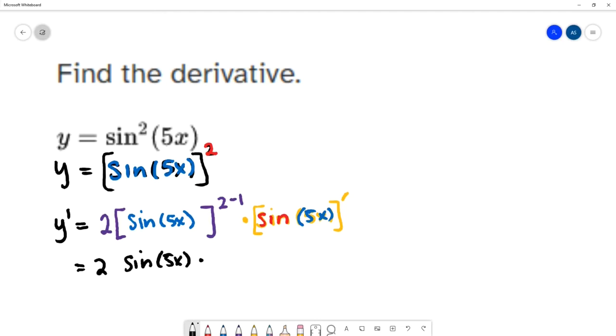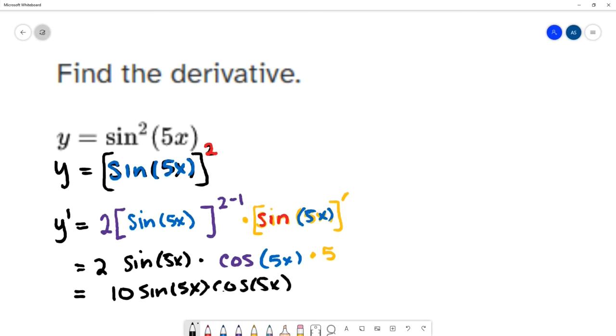And then using the chain rule, I want to calculate the derivative of the outside function. The derivative of sine is cosine. We're going to leave the inside function alone and chain by multiplying by the derivative of the inside. The derivative of 5x is 5. So putting that together with a little bit of algebra, we have 2 times 5, that's 10, sine of 5x times cosine of 5x.